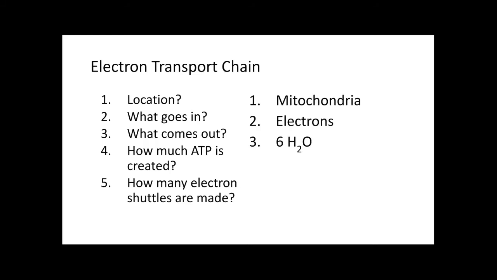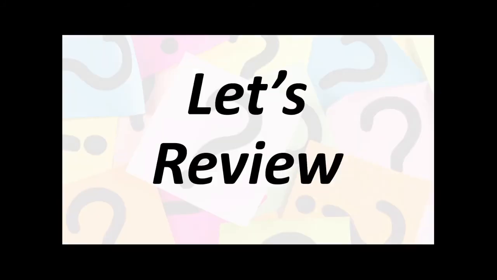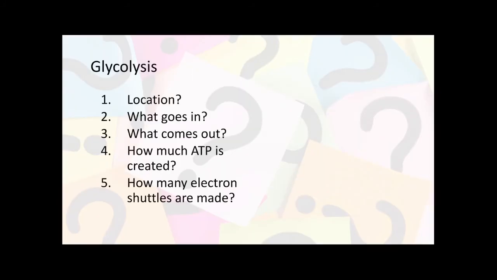So, electron transport chain, where does it occur? In the mitochondria. What goes in? Electrons, hence the name electron transport chain. What comes out? You have 6 waters, 28 ATP, and you have no more electron shuttles being made because the electron shuttles are now depositing those electrons, and therefore you no longer need the shuttles to carry electrons anywhere else.